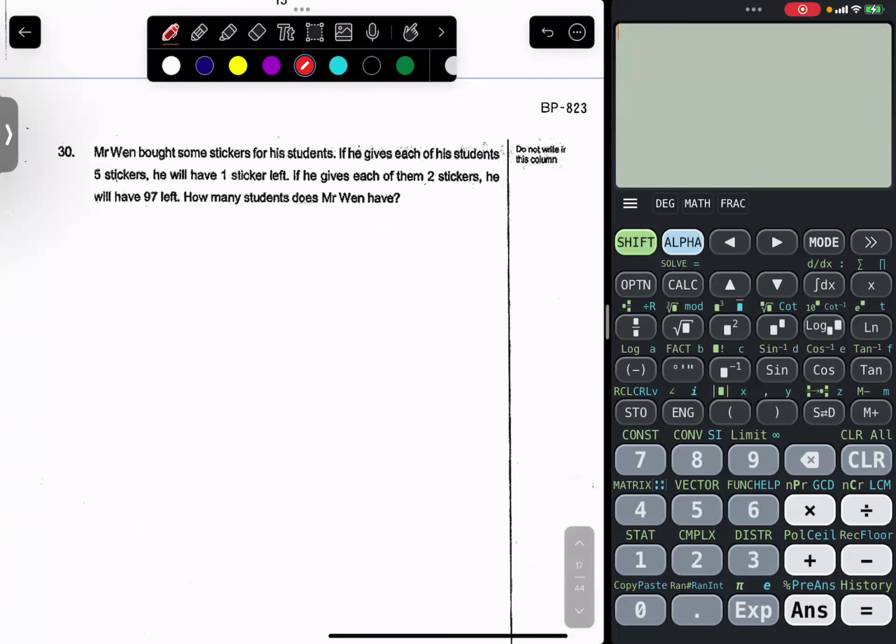Mr. Wen bought some stickers for his students. If he gives each of his students 5, he will have 1 left. Give each of them 2, he will have 97 left. How many students does he have? Now think of it, right? He gives every student 5. All the students from the first student all the way to the last student get 5 stickers each. And Mr. Wen has 1 sticker in his hand.